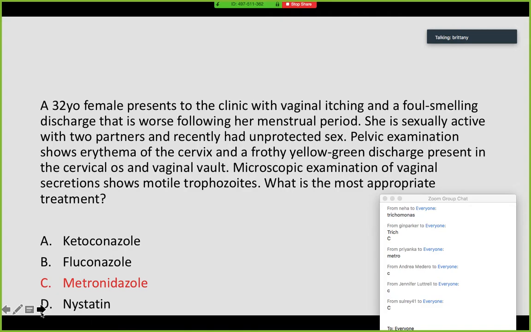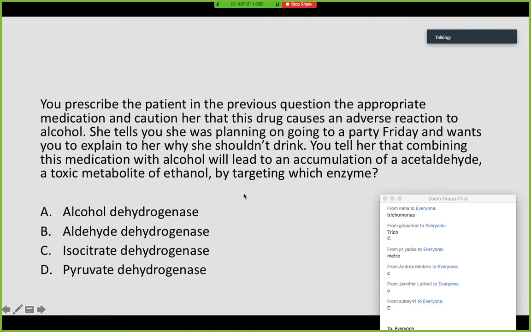So one way people remember metronidazole is it's for your below the belt infection. So literally stuff that happens below the belt. Okay. You prescribed the patient in the previous question the appropriate medication, so metronidazole, and caution her that this drug causes an adverse reaction to alcohol.